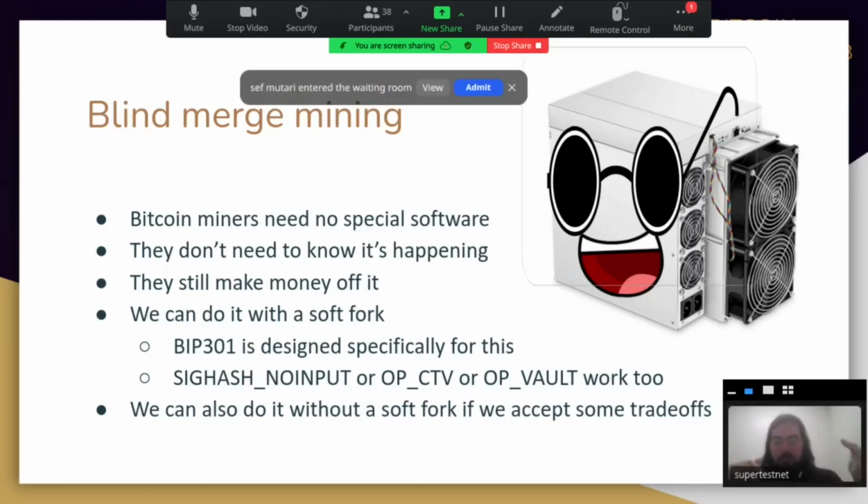He's presenting drive chains immediately after this presentation. So if you want to learn more about blind merge mining, he's the guy to go to.